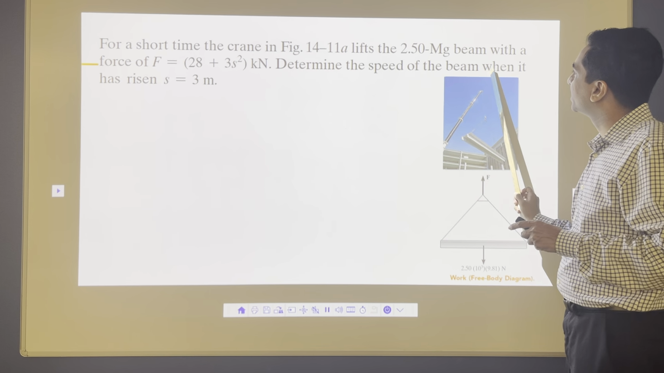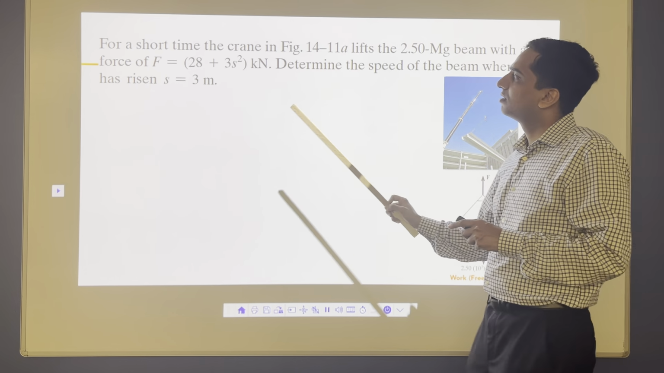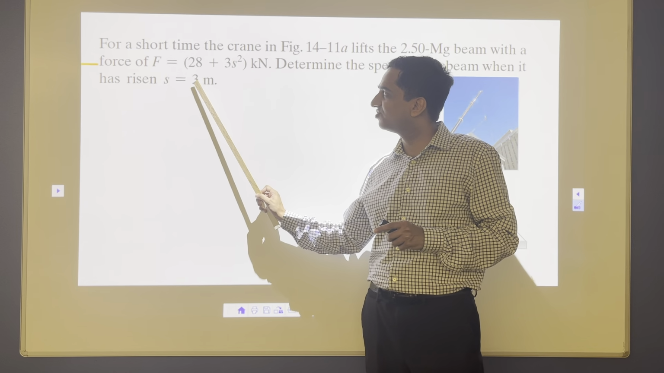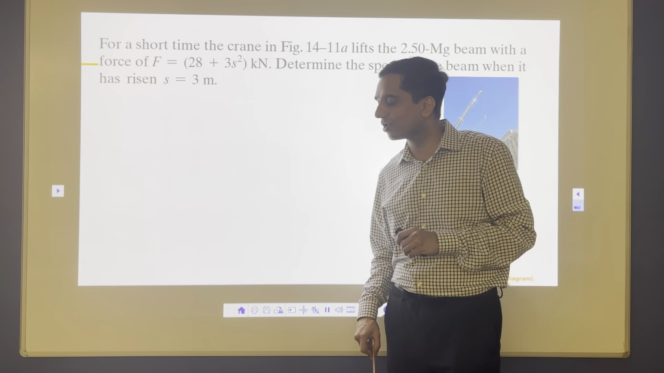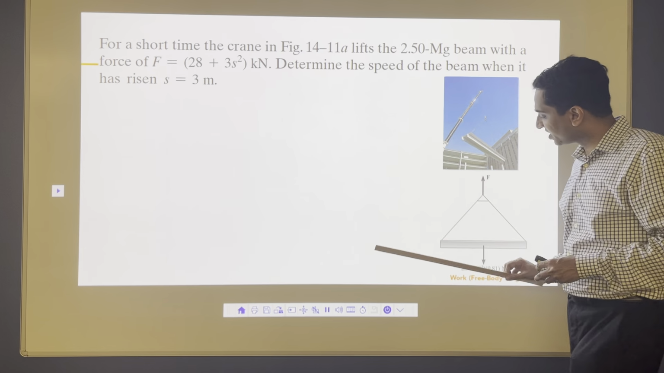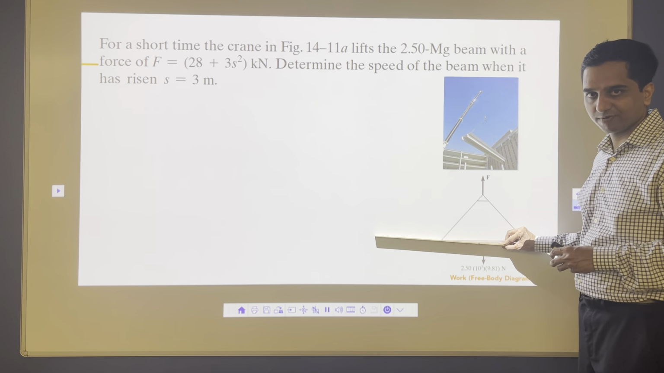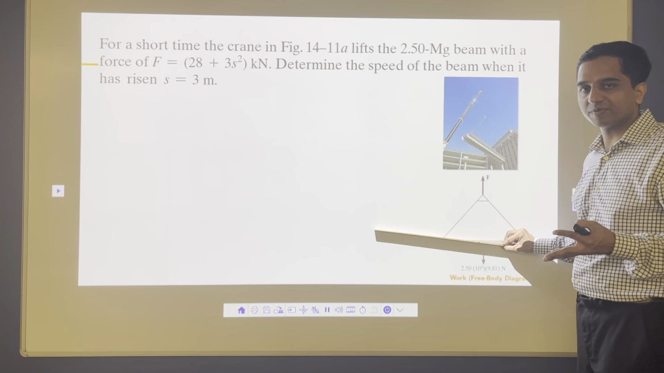Determine the speed of the beam when it has risen 3 meters. That's the problem. What's going to happen? Initially, the beam is on the ground. Initial velocity of the beam is 0.